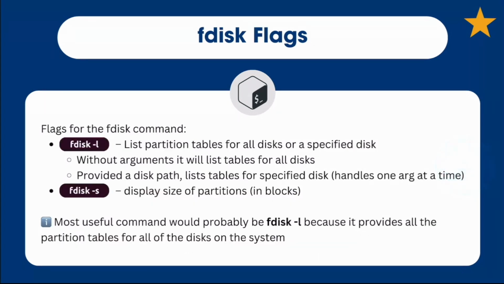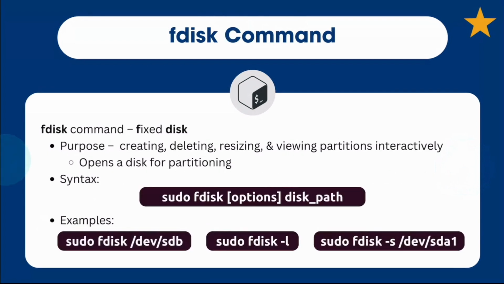If you want to list the partition tables for all the disks, or for a specific disk, you could use the -l flag. Without an argument, it's just going to list all the tables. If you give it a specific disk path, for example the /dev/sdb disk, then it's going to give you the partition table only for that disk.